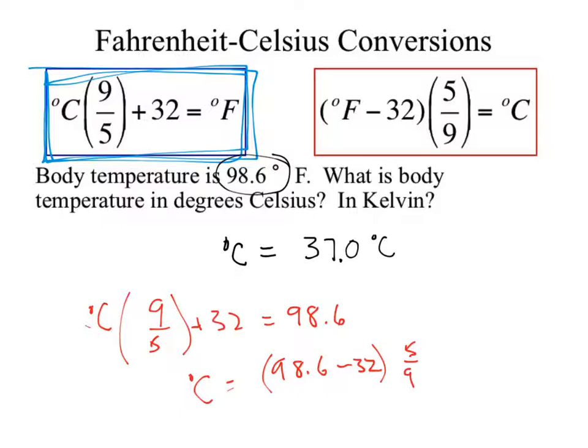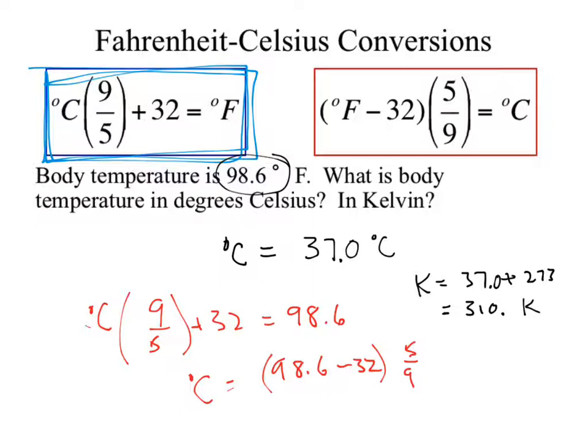How do we convert to Kelvin? My Kelvin is 37 plus 273, and I get 310. Actually, I need a decimal point after it. Why do I need the decimal point? Because if you didn't, it'd only have 2 sig figs. I'd lose sig figs, right? Because that's officially 37.0. Make sense?